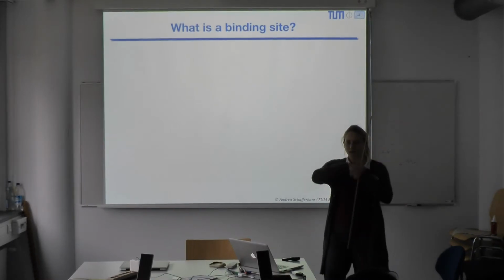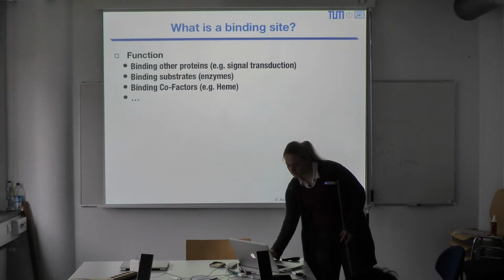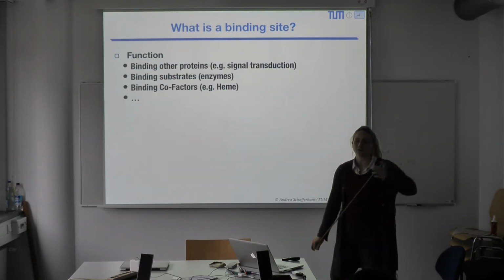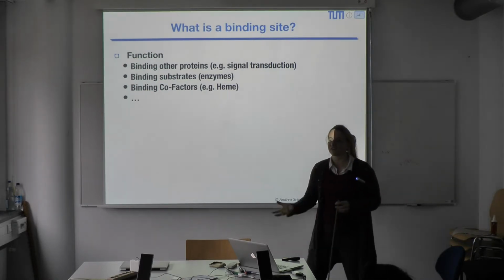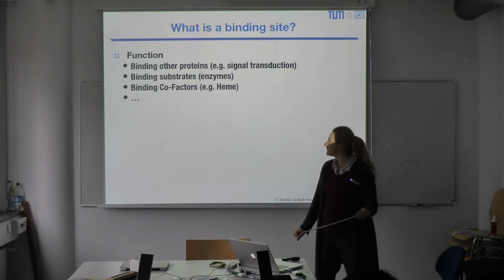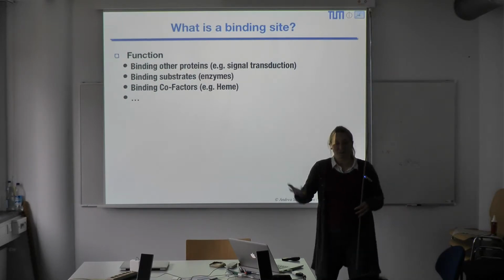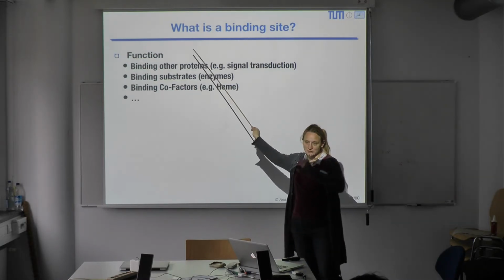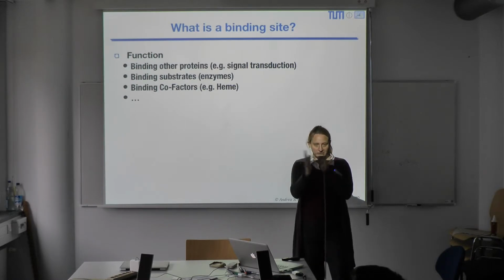Okay, so now you've got a rough idea of what we're talking about, what it looks like. Let's get into a bit more detail. How can we define what a binding site is? There are different ways of saying what is this thing we're talking about. One way to define a binding site is to look at the function. The function of a binding site is to bind something. Now there are different things it can bind. It can bind other proteins, which is not the topic here, but there are also prediction methods for protein-protein binding.